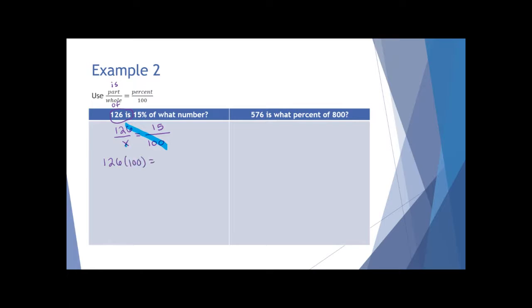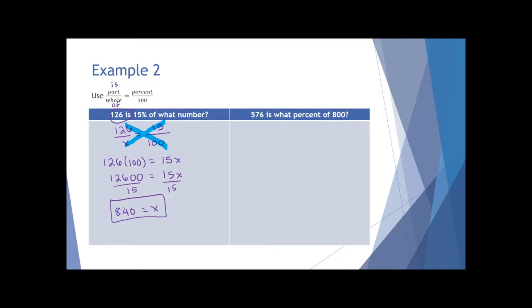And then in the other diagonal, I have x times 15. So now I need to do 126 times 100. Anytime you multiply by 100, that just adds 2 extra zeros. And then I'm solving for x, so I need to divide both sides by 15. When I put that in my calculator, that gives me 840 equals x. So in this case, 126 is 15% of 840.